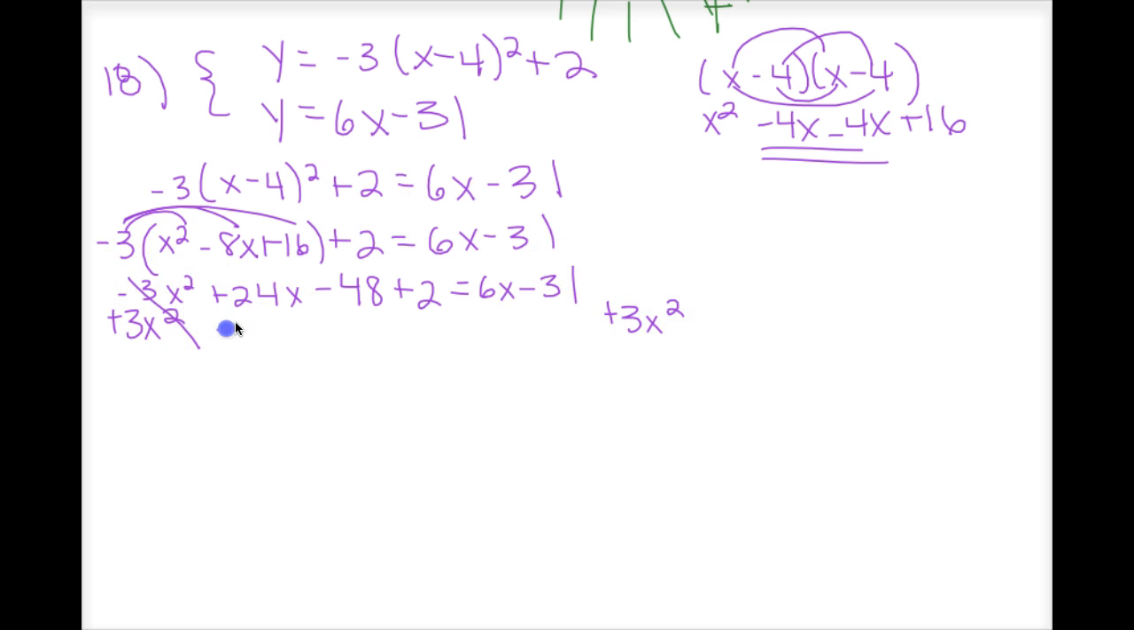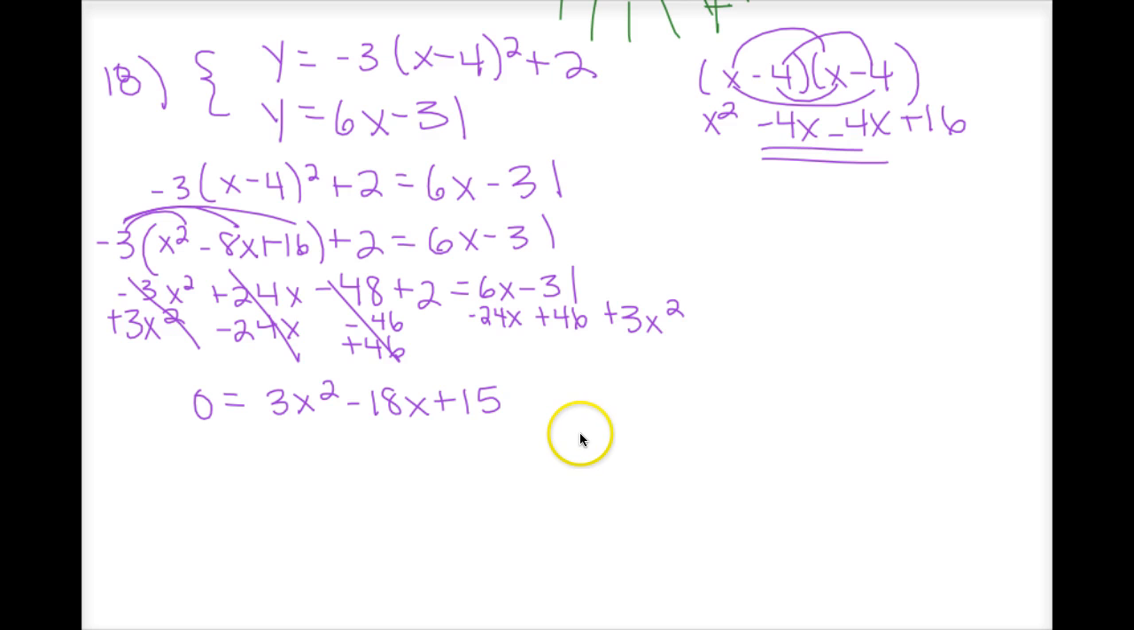Those cancel. I'm going to subtract 24x, minus 24x underneath its like term. These two together are a -46, so when I'm actually going to move it, I would be adding. So plus 46. So when I combine the like terms, I know I've got 0 over here. Here I've got 3x squared. 6x minus 24x is -18x. And 31 plus 46 is positive 15. So I set them equal to each other. Now I need to solve for x.